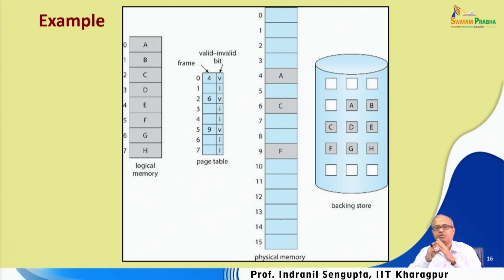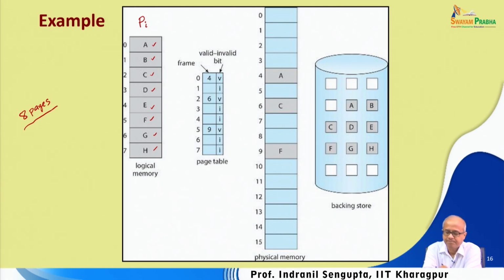Now, let us look into one example at the end where this kind of a scenario can take place. Let us consider that we have some process running here, let us say process Pi. This process Pi consists of a number of pages, let us say A, B, C, D, E, F, G, H. There are 8 pages. And let us say small example, we have a physical memory, there are 0 to 15, 16 page frames.